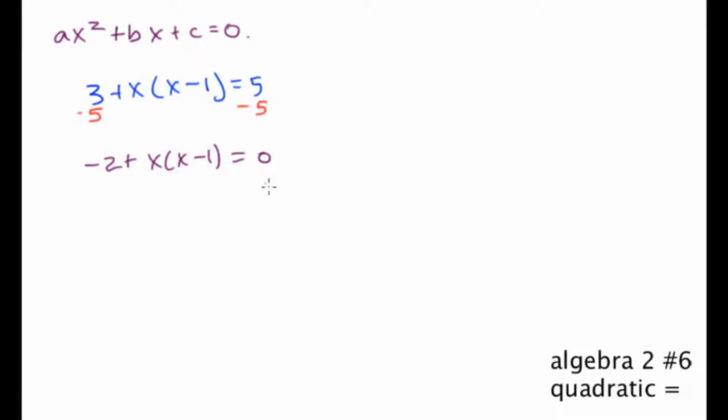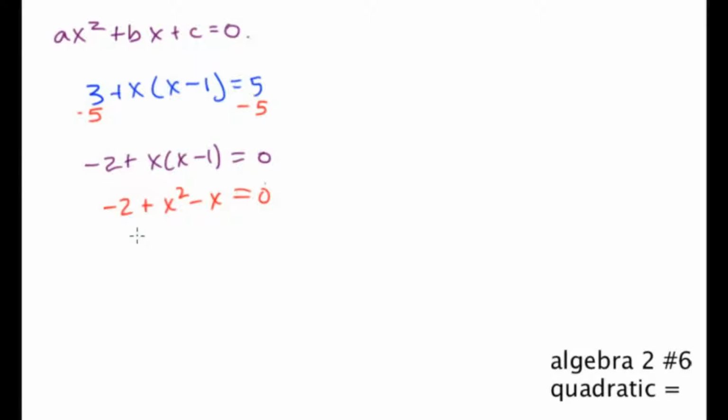So I'm going to give you something, and it is a quadratic, but it is not in that standard form. So what we're going to do is get it to standard form. We have 3 plus x times x minus 1 equals 5. My first instinct is to get this 5 on the left hand side, so negative 2 plus x times x minus 1 is equal to 0. And next I want to multiply out this x times x minus 1, so let's do that. The negative 2 stays, and then we multiply this out, so this becomes x squared minus x.